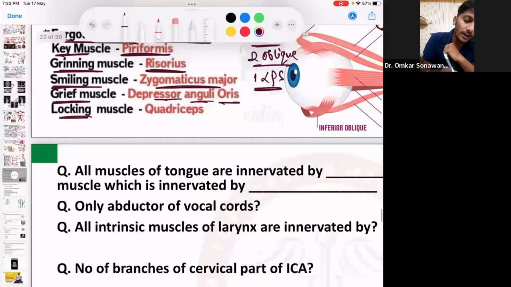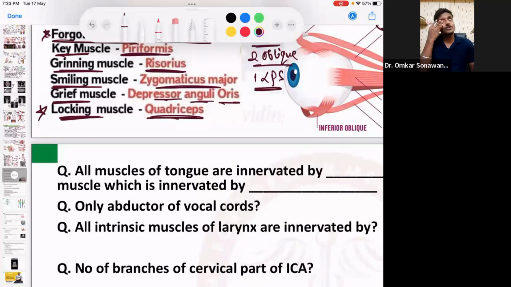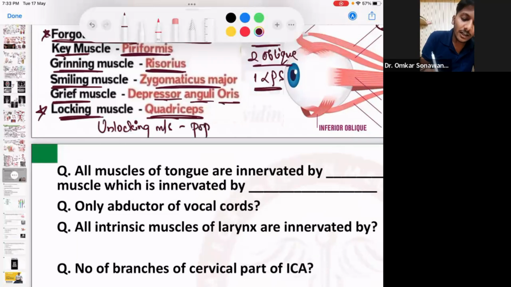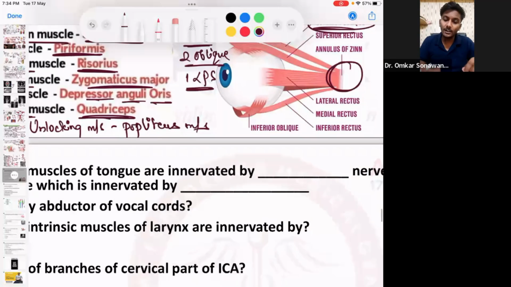Locking is important. The locking of the knee joint is caused by the quadriceps, and the unlocking muscle of the knee joint is popliteus. No problem with this.